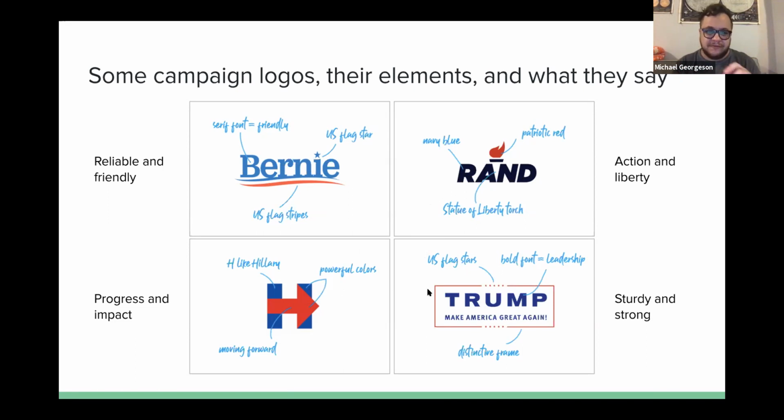So you're seeing subtle variations there, and then you look at the different fonts that they're using, different icons. For example, here we've got the Statue of Liberty torch, so it's kind of a more libertarian idea, and Hillary uses the forward arrow for progress. What some people might call progress, but whatever. So they're all kind of communicating different things with the different letter shapes, icons, stuff like that.